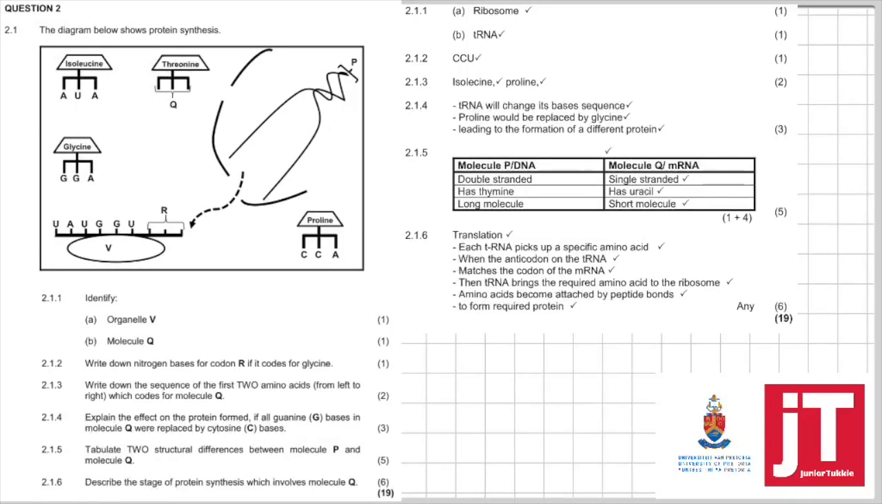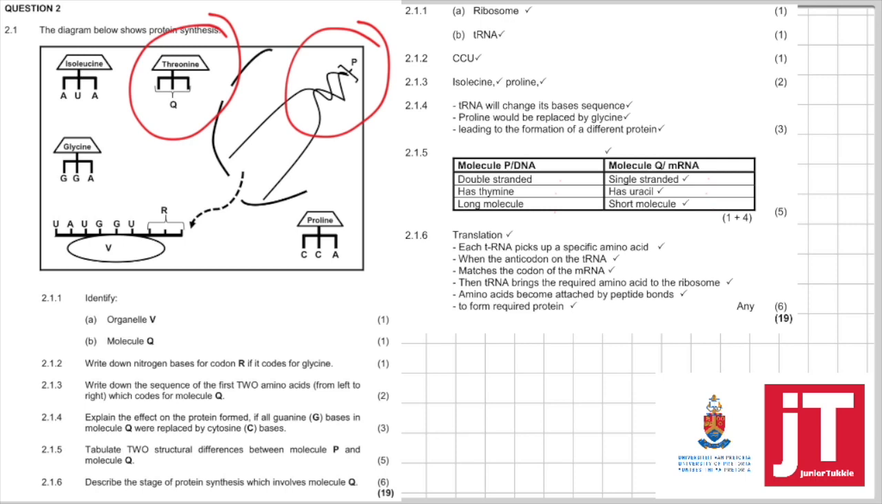2.1.5. Tabulate two structural differences between molecule P and Q. So P is a DNA and Q is an RNA, or specifically an mRNA. So P is double-stranded, mRNA is single-stranded. DNA has thymine, RNA has uracil. DNA is a long molecule, and mRNA is a short molecule. Right. Make sure to draw the table.